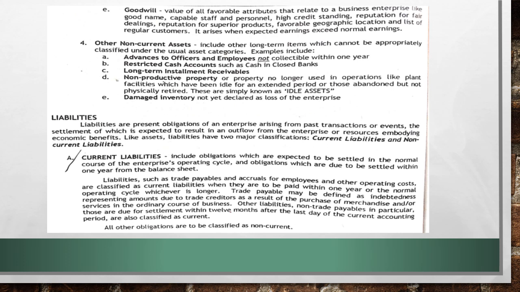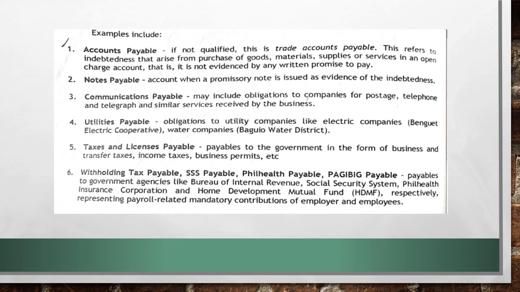So, for the next element of accounting, the liabilities, we have also two classifications. Unahin natin i-discuss yung sa current liabilities. They are expected to be settled in the normal course of the enterprise operating cycle. These are the examples of current liabilities.